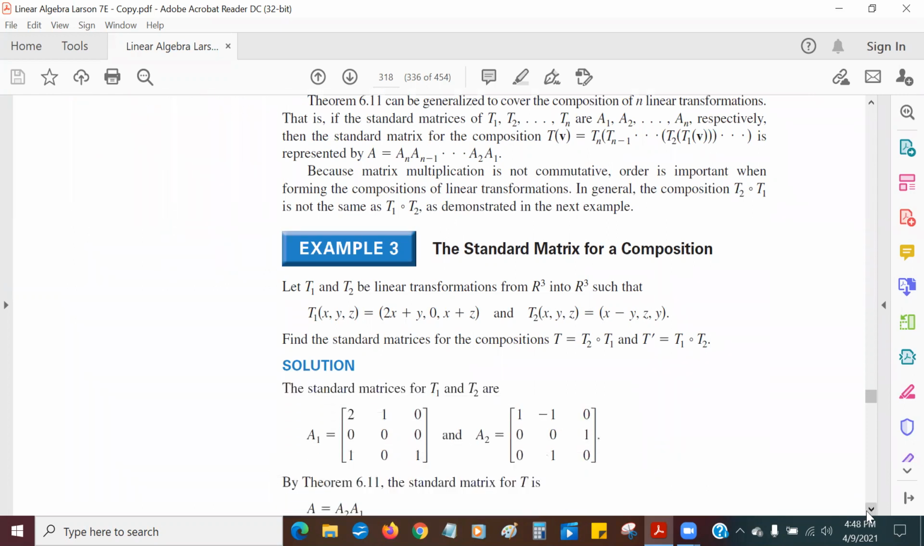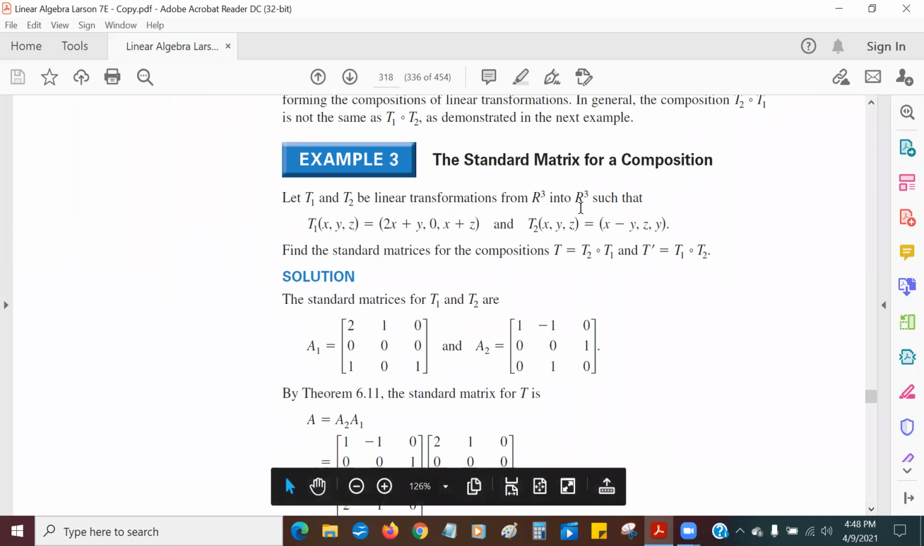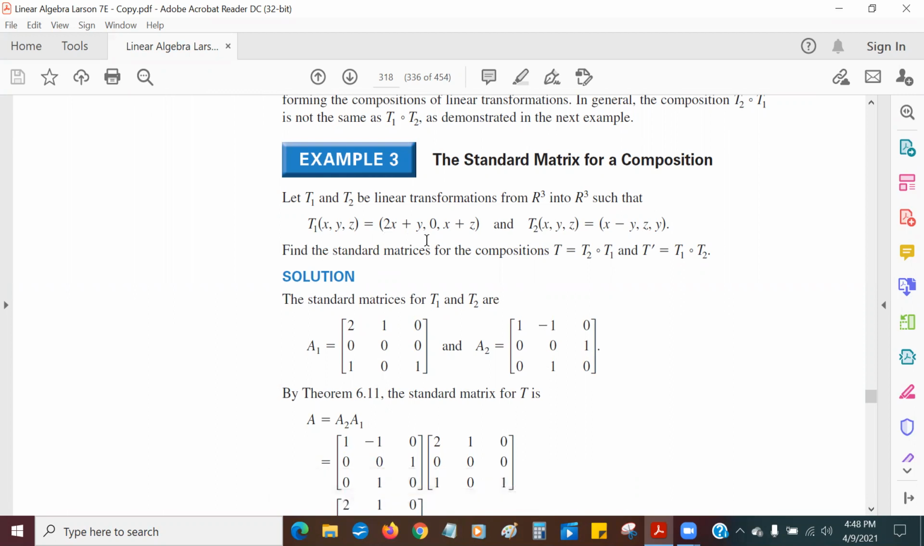So here's Example 3. T1 and T2 are transformations from R3 to R3. T1 of x, y, z is 2x plus y, comma 0, comma x plus z. T2 of x, y, z is x minus y, comma z, comma y. So it's whatever, messing things around. We want to find two different compositions: T2 of T1, and T1 of T2. All of these are transformations from R3 to R3.